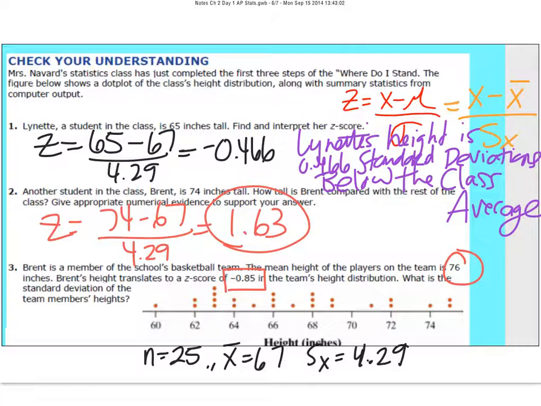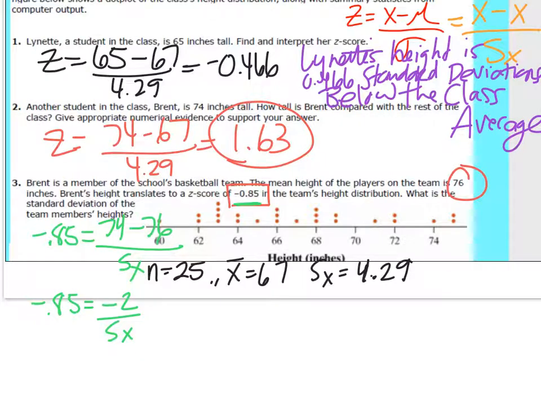Well, we can go ahead and compute this. It's not too difficult. We're just going to reverse the z-score. We know his z-score is negative 0.85, and that's going to be equal to his piece of data, or his height, of 74 minus the mean of 76 over some standard deviation calculation. So if we go ahead and simplify and solve this, we're just going to have a basic equation here. I'm just going to do some cross multiplication on here.